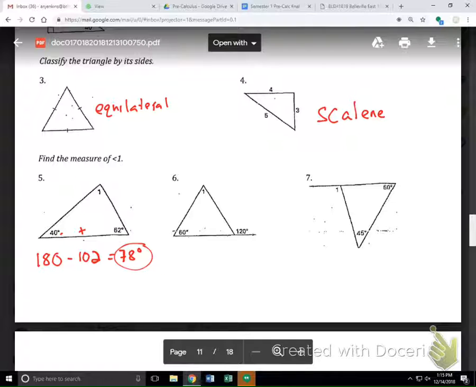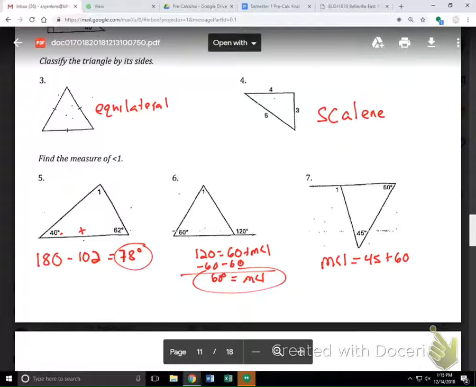Our next one is an exterior angle. Remember, the exterior angle equals the sum of the two non-adjacent interior angles. Subtract 60. Subtract 60. So we have the measure of angle 1 equals 60 degrees. And our last one is finding the measure of angle 1 again. So the measure of angle 1 equals 45 plus 60. Add those together. The measure of angle 1 equals 105.